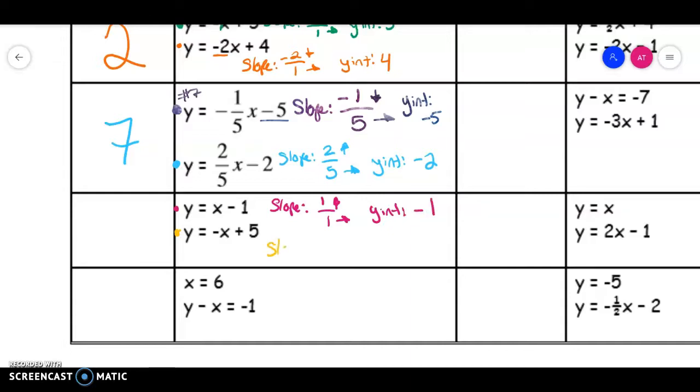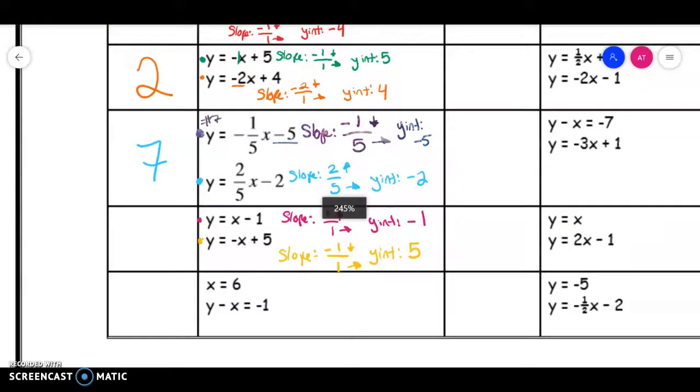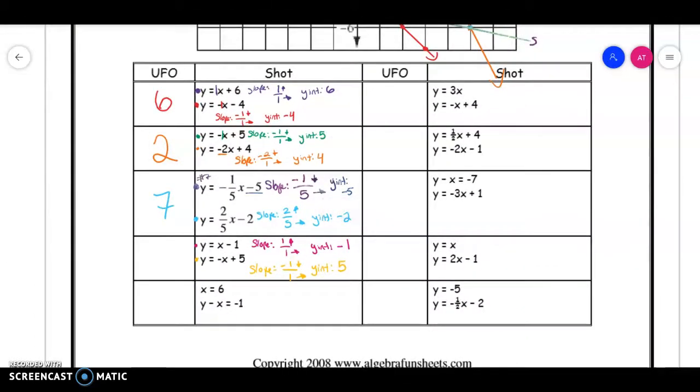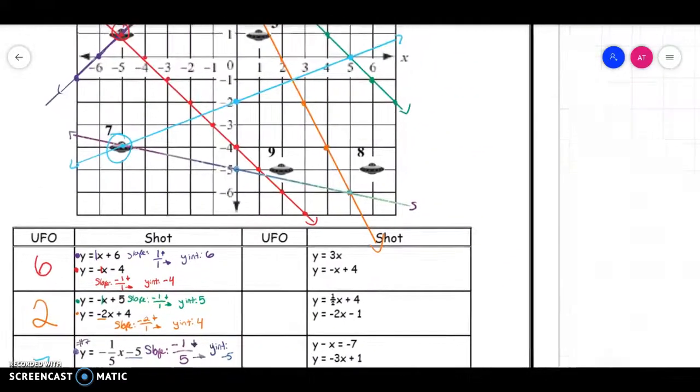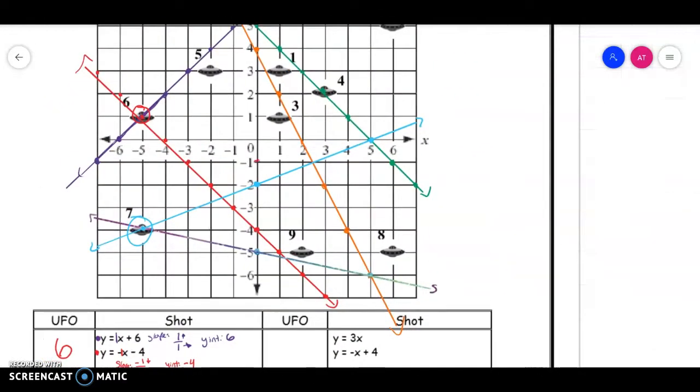As for my yellow, my slope is -1 over 1, so I'm going to go down 1 and over 1. And remember, underneath every number is an invisible 1, so that's why there's a 1 underneath. So I'm going to start with my magenta one. I'm going to start at -1 and go up 1 and over 1.